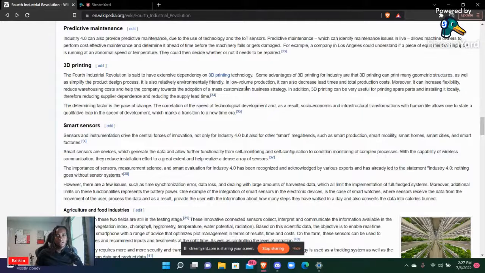The determining factor is the pace of change, the correlation of the speed of technological development, and, as a result, socioeconomic and infrastructural transformations with human life, allows one to state a qualitative leap in the speed of development, which makes a transition to a new time era.